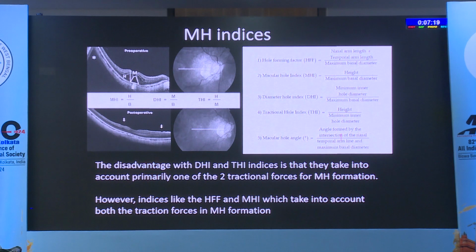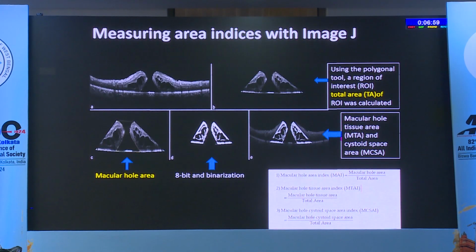But the key thing about these indices is that some of them look at both the tractional forces, the tangential and anteroposterior, and some look at only one. Among them, the most important ones are the hole forming factor and the macular hole indices, which take into account both the tangential and the anteroposterior tractional forces, and give a better prognostic value when compared to the other indices.